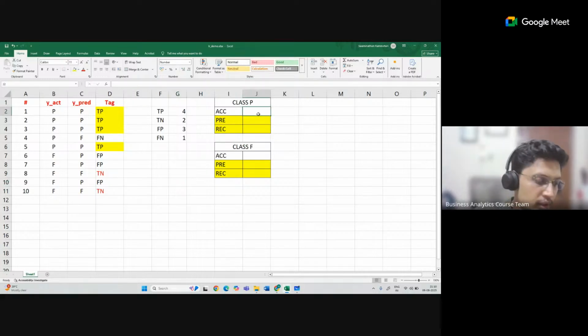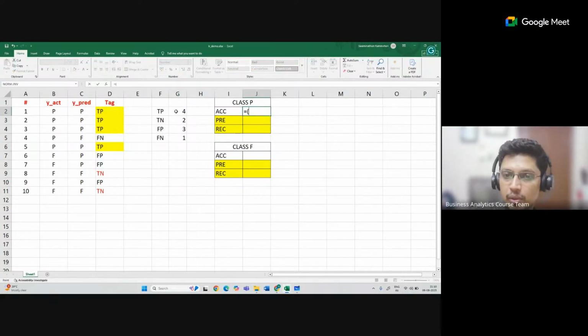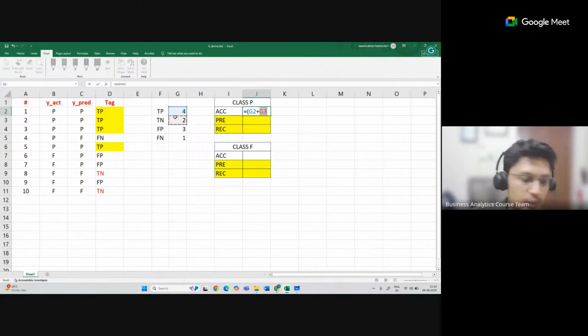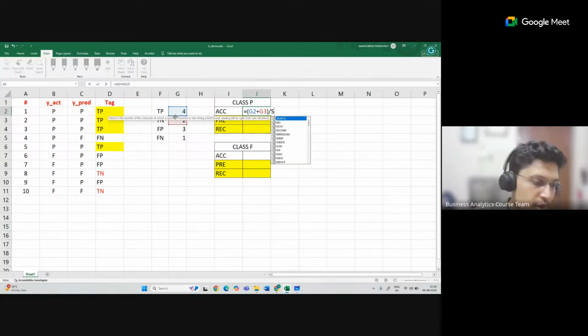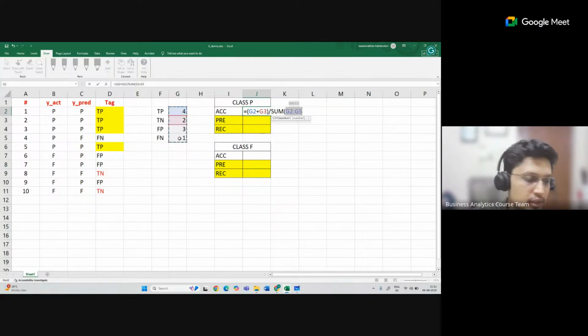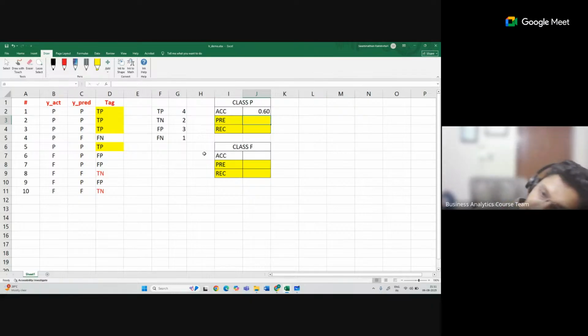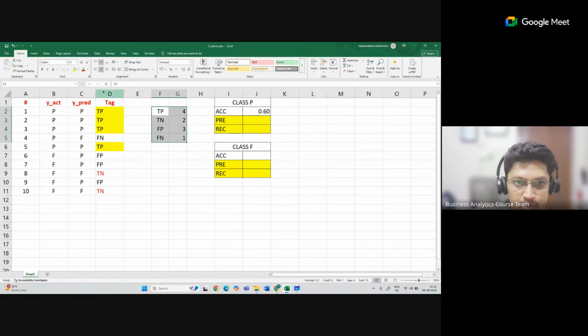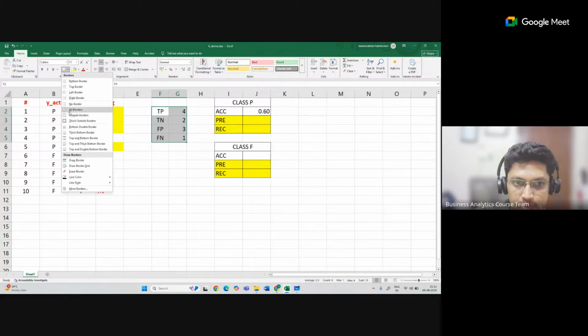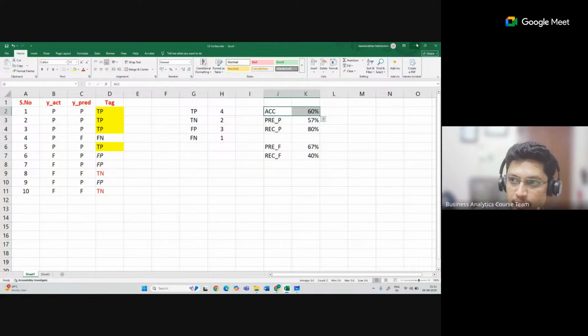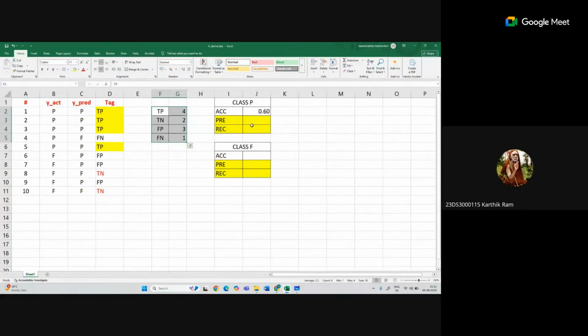And you know the accuracy. What is it? Accuracy is true positive plus true negative divided by the sum of all these. Okay, what is the precision of class P? What is the formula for that? I'm sure you know. What is the formula? True positive divided by true positive plus false positive.